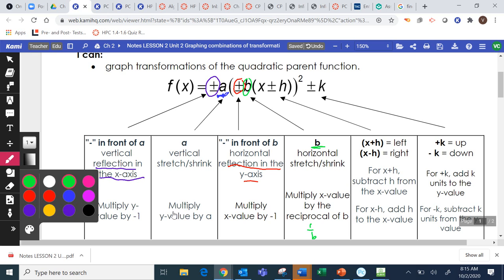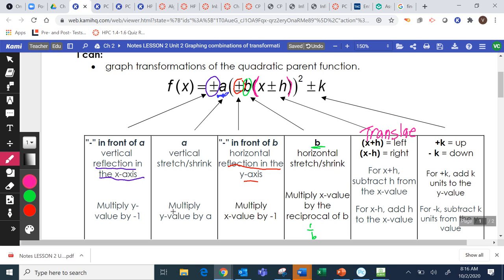And then inside, separated. This is the thing that I need to stress. Separated from the b value and separated from the reflection, you have your translate to the left or to the right. And remember, it goes opposite. And then finally, k. We've got a translate up or down. And that one is the same sign. Same stuff we've been doing.